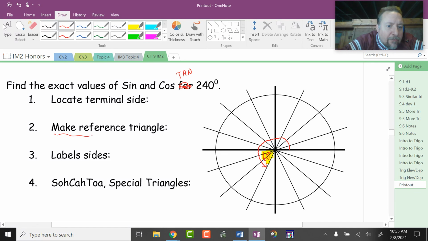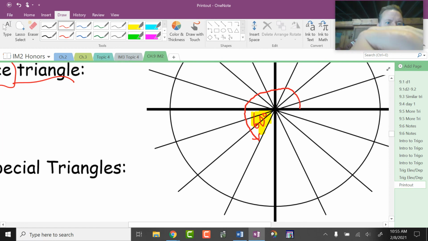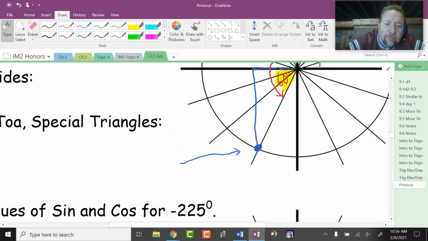So here's the next thing. We have a reference angle, but we're going to make a full reference triangle. So you make your triangle like you make a coordinate happen. So I go left and down. This is actually a coordinate right here. And that's probably going to be in the way of doing my math here.